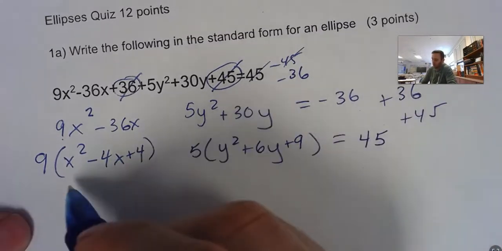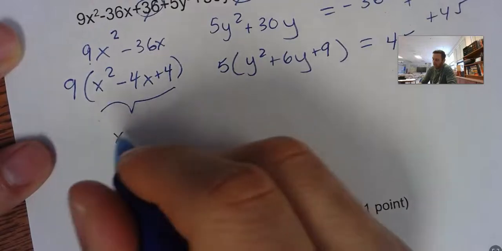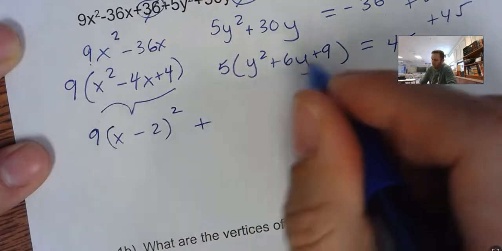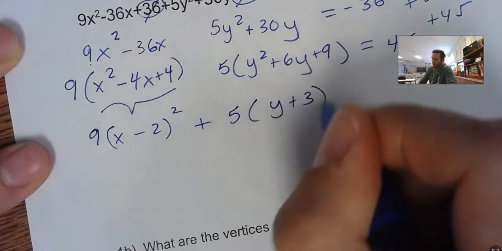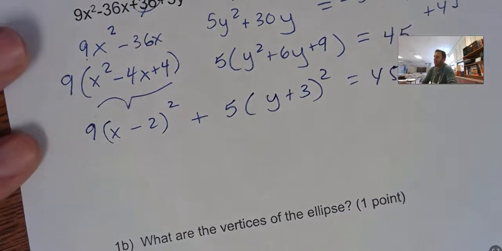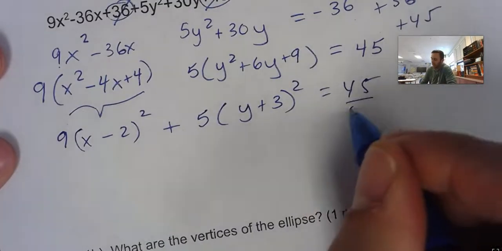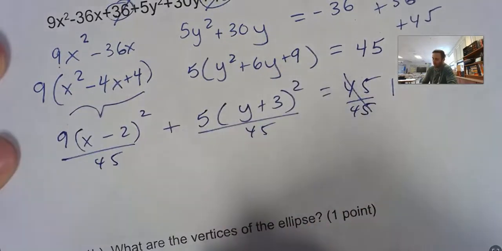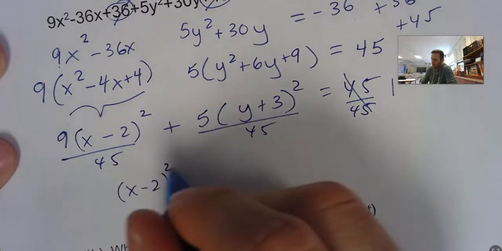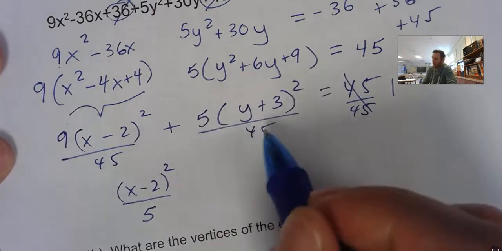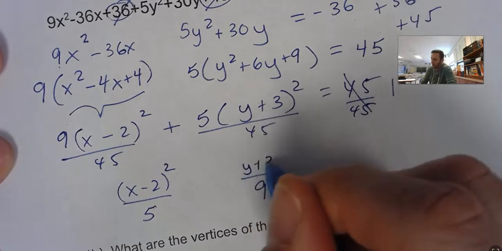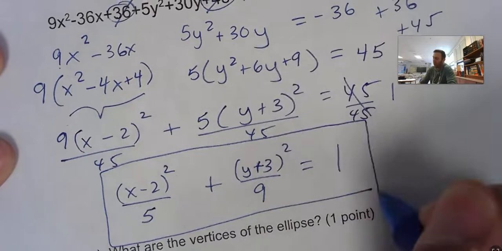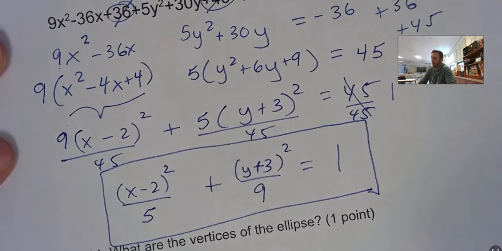The whole reason I completed the square was so I can rewrite this as 9 times x minus 2 squared, plus 5 times y plus 3 squared, which equals 45. And last, we have to get this equal to 1, so I'm going to divide everything by 45. This becomes a 1. 9 and 45 reduce to x minus 2 squared over 5, and 5 and 45 reduce to 1/9, so y plus 3 squared over 9 equals 1 with a plus. This would have been your answer for the first one, the standard form of the ellipse.